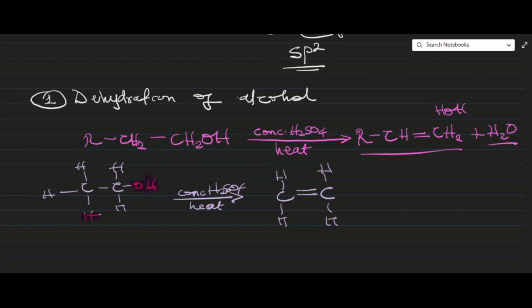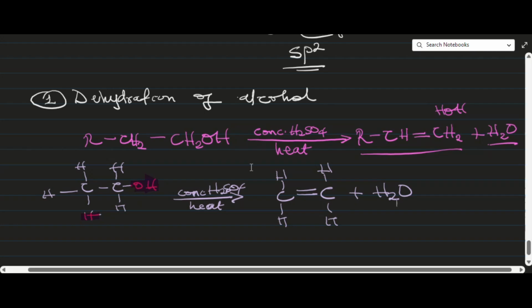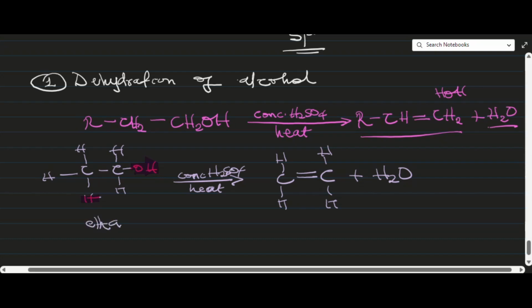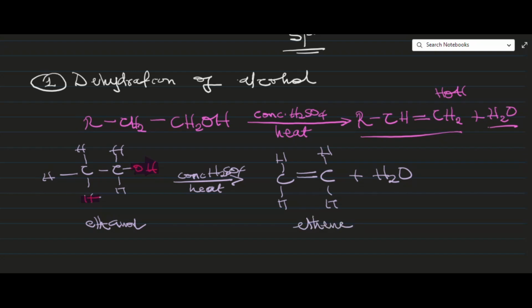Of course, the bond breaks here, and this bond also breaks. So one of the electrons here is used with the electron here to give us a single bond here, to give us another bond here. So one of the bonds is a sigma bond, and the other one is a pi bond. So when H and OH go, they give us H2O as the product. So that is the dehydration of ethanol to give us ethene. So this is ethanol and this is ethene as the product.